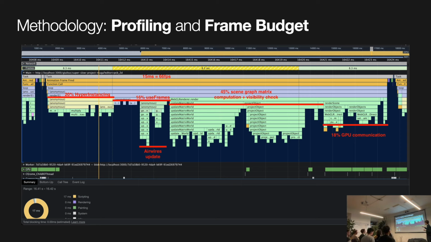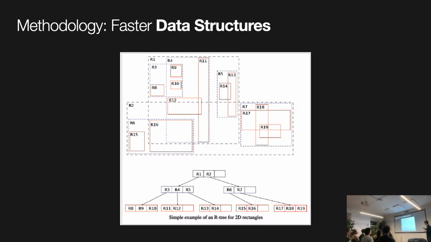And some of those are unavoidable. For example, the GPU communication, that's literally the hardware talking with each other. But some of those, it's what we worked on optimizing the most.